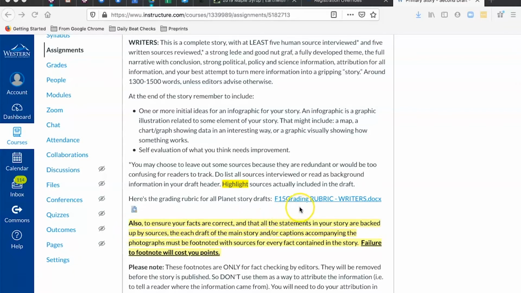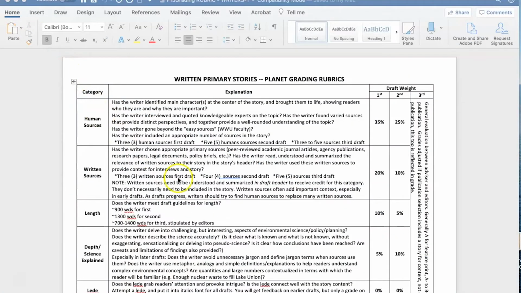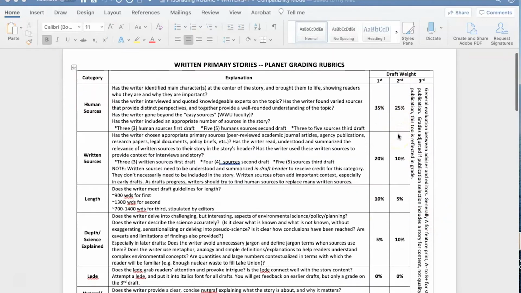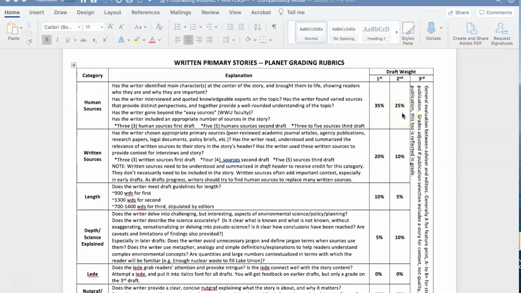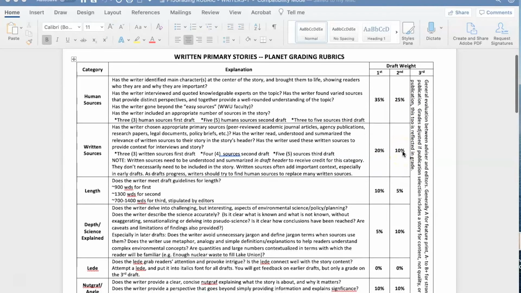All right, let's take a quick look at the rubric just so you can understand what I'm going to be emphasizing on this draft. We're just going to take a quick look at it here. Okay, here we are at the rubric. This is the second draft. You can see that the sourcing has been reduced a little bit in importance, but it's still very important. Total 35% of your grade.